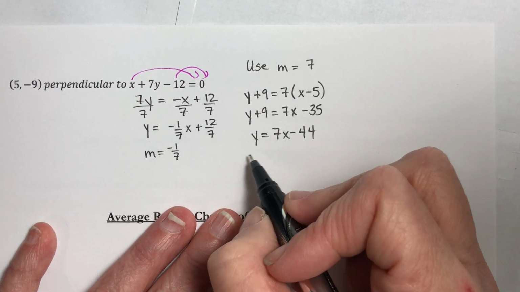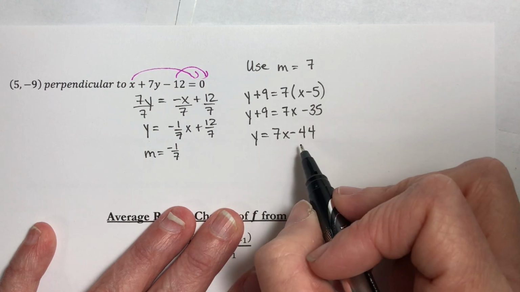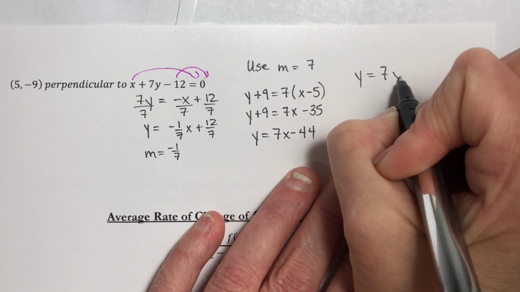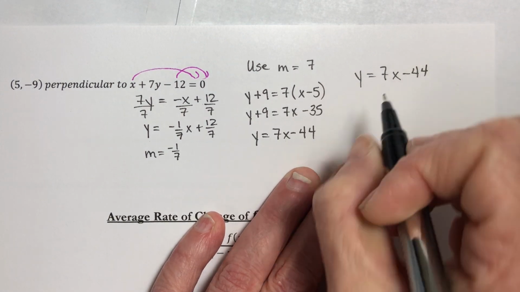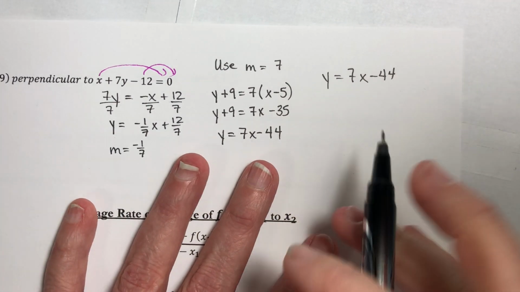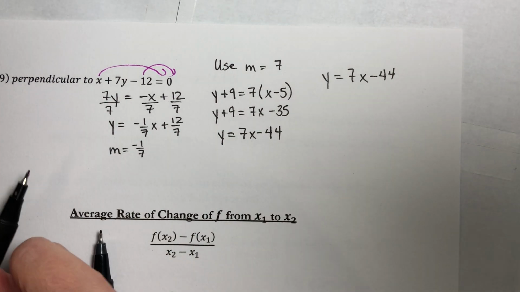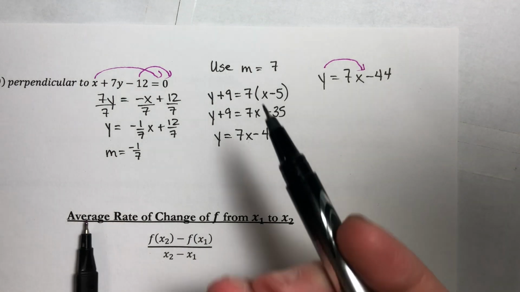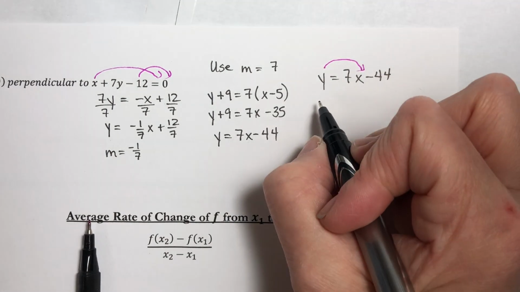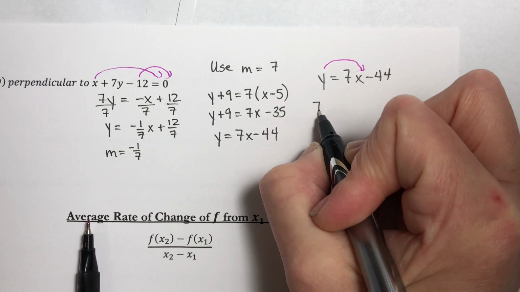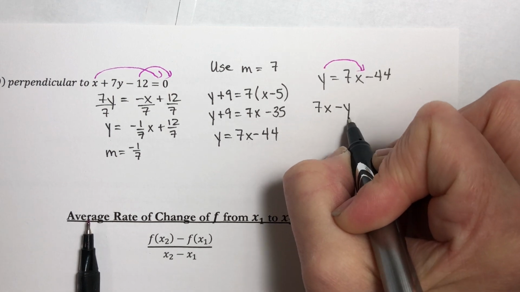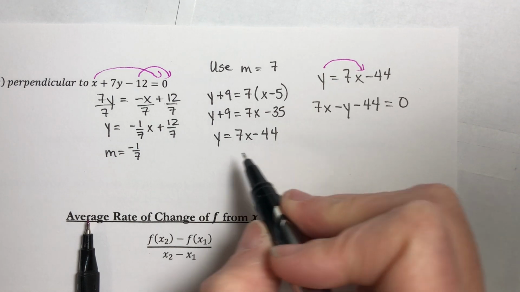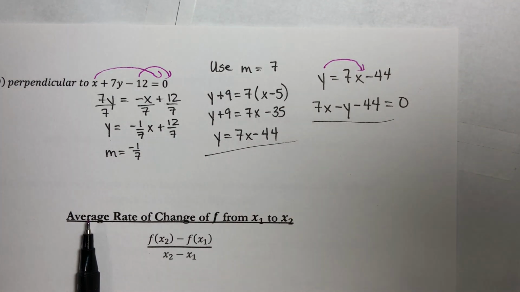To go into general form, I want everything on the same side. And since my x value is positive, basically I move the y into here by subtracting y from both sides, and I'm going to flip the equation around just like I did before. So this is the same thing as 7x minus y minus 44 is equal to 0. Both of these are our answers.